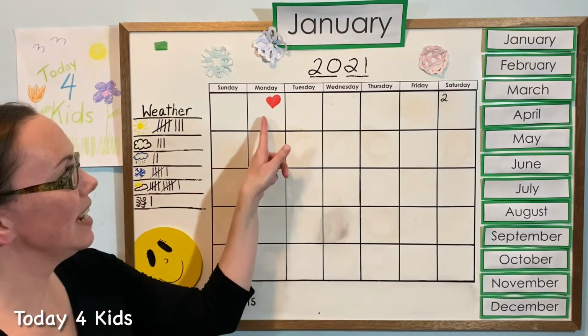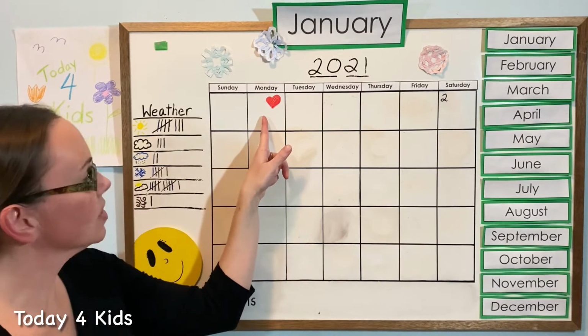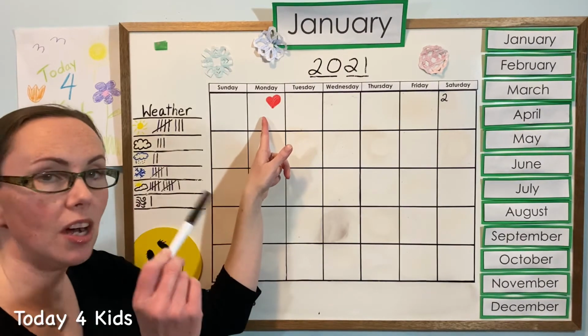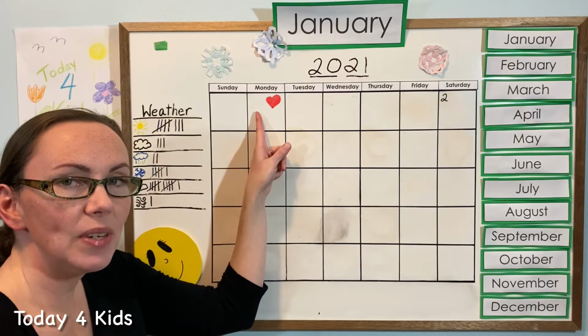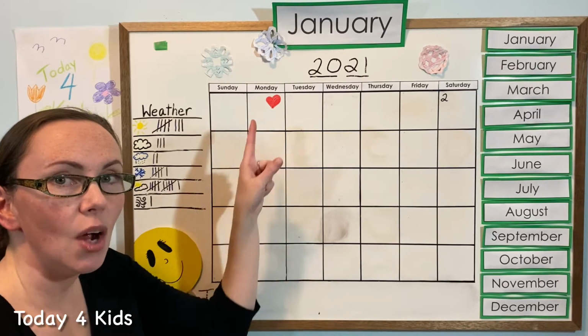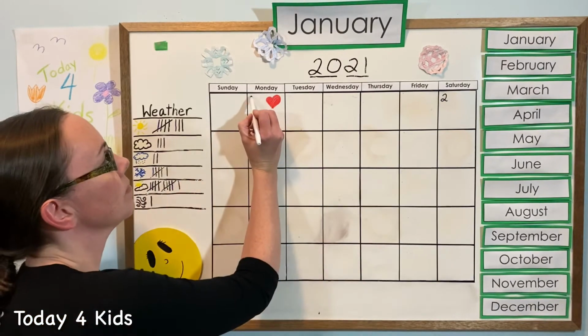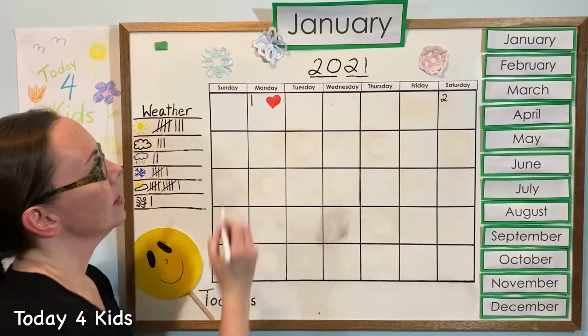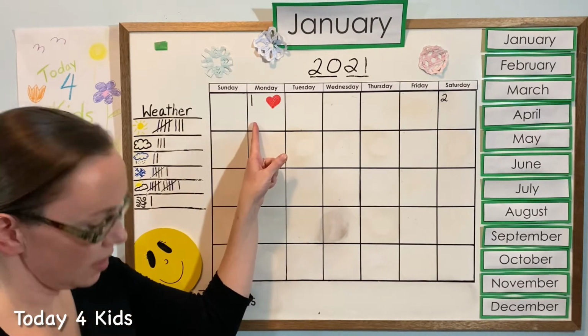So today is Monday, the square with the heart. So I'm going to take my marker, and because it's the first day, do you know what number it is? When we start counting, where do we start? With the number 1. So I'm going to put a 1 in that square. And that will be our first day of February.